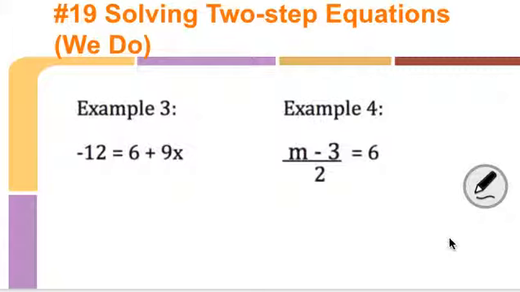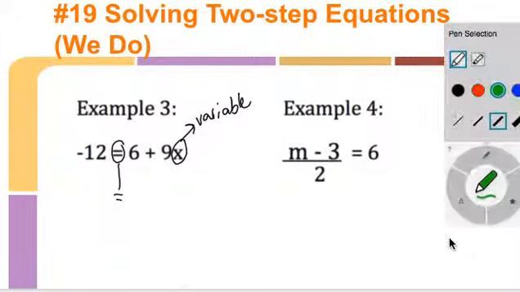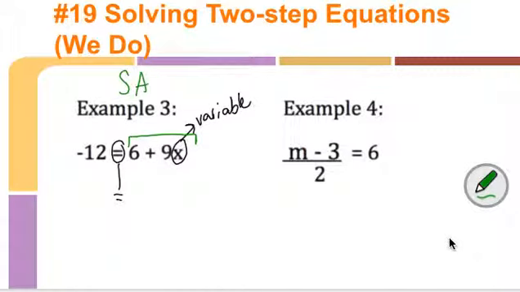Example 3 says negative 12 equals 6 plus 9x. I'm going to find my middle. That's the equal sign. I'm going to find my variable. That's my x. That's what I'm trying to figure out. Okay, I'm going to start on the side of the variable. So that's 6 add 9 multiplied by x. I'm going to go through SADMEP and ask myself what I see.